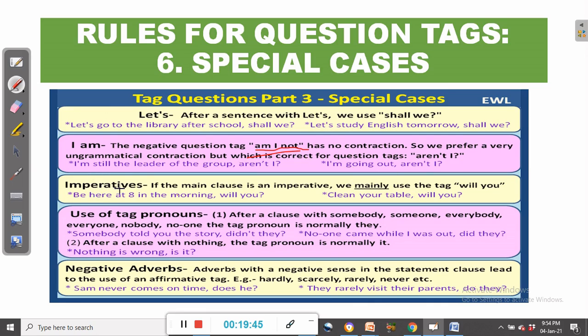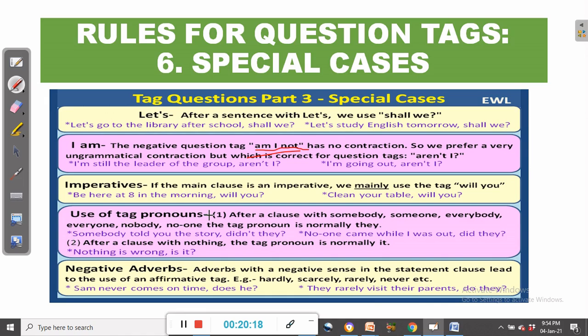Then where we have imperatives, if the main clause is an imperative, we mainly use the tag will you. For instance, be here at 8 in the morning, will you? Clean your table, will you? All right, so I earlier mentioned that an imperative is a command, an order, or an instruction. And where you have that kind of sentence, the appropriate tag is will you.